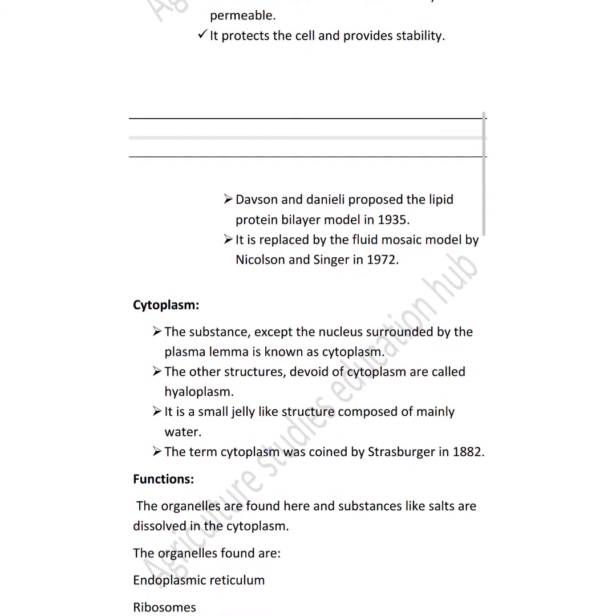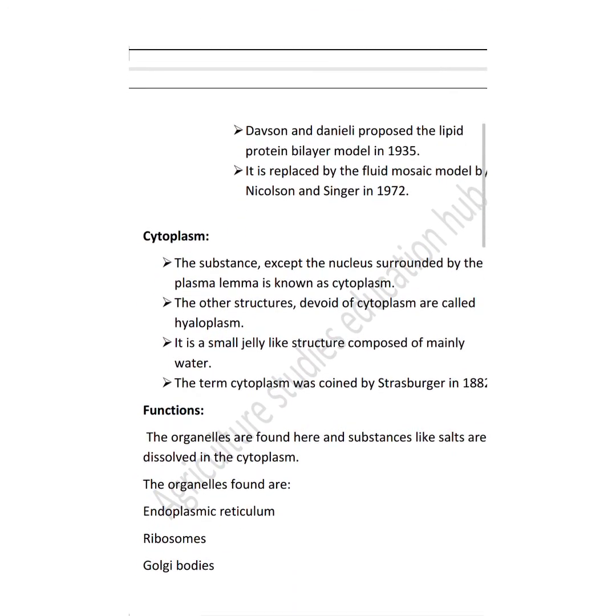Next, cytoplasm. The substance except the nucleus surrounded by the plasmalemma is called cytoplasm. The part of it devoid of other structures is called hyaloplasm. Then cytoplasm is a jelly-like structure which is mainly composed of water. Actually, the term was coined by Strasburger, and the functions of cytoplasm are that it helps in dissolving things like salts, etc.